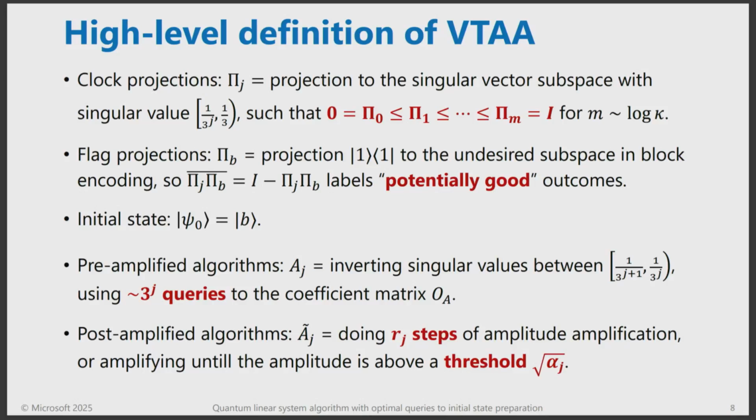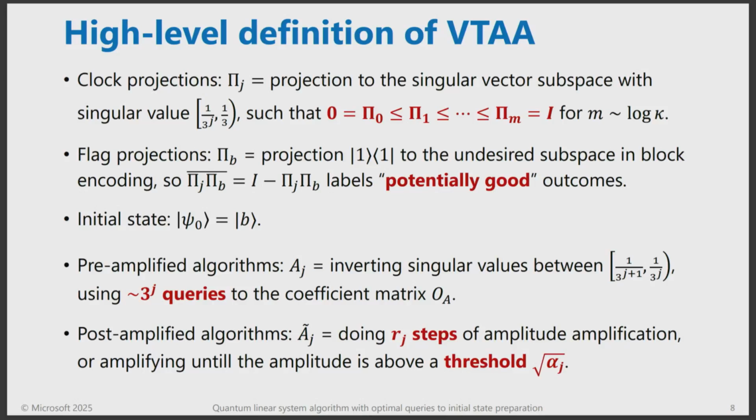And then the second concept is called a flag projection. It's projecting onto the undesired subspace of block encoding. And then we can combine them together. So for example, we can multiply pi j and pi b, and we take the complement of that. So what does that mean? Well, pi j times pi b means at step j, we are getting the bad result. So the complement of that is at step j, we are either getting the good result or the result is inconclusive. So in other words, we are getting potentially good results. So these potentially good projections are monotonically decreasing.